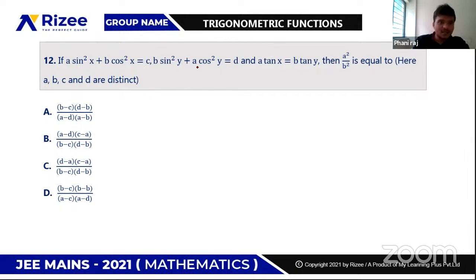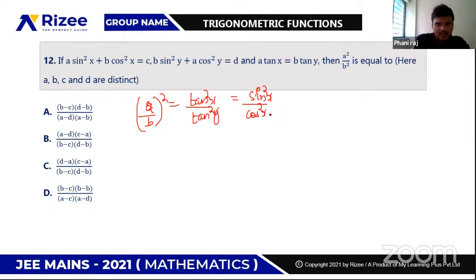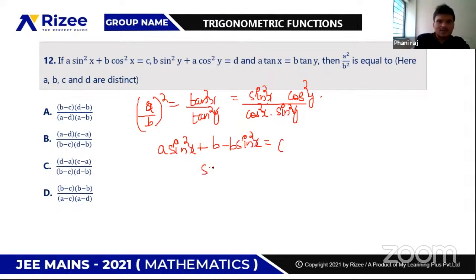So firstly, this is given, and you should know what is also given. So first we'll see tan x by tan y equal to a by b, correct? So a by b whole square equal to tan square x by tan square y, which is equal to sine square x by cos square x into sine square y, the numerator also gets cos square y. It's easy to find out, no? Because what is sine square x? A sine square x plus b minus b sine square x equal to c. So sine square x equal to c minus b by a minus b. Similarly, sine square y equal to d minus a by b minus a.